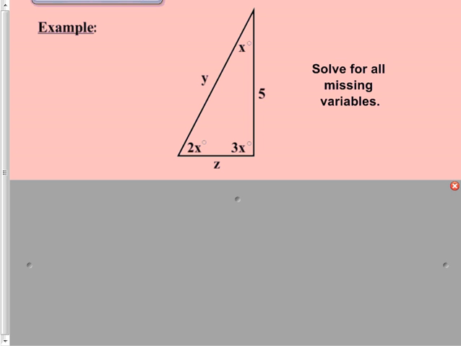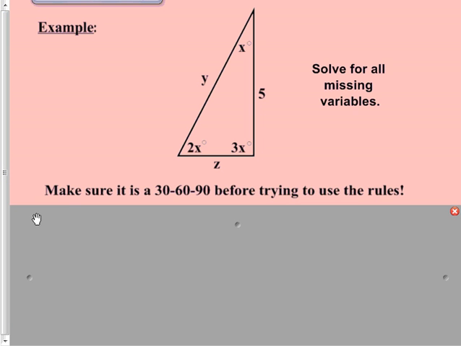Well, before we go charging headlong into using any of the 45, 45, 90 or 30, 60, 90 rules, you had better make sure that it is actually one of those triangles. Do not use these rules on a triangle that is not 30, 60, 90 for the rules we're talking about now, or 45, 45, 90 for the rules we talked about earlier. So is it a 30, 60, 90? Well, when we look at the angles in the triangle, we see an x, we see a 2x, and we see a 3x.